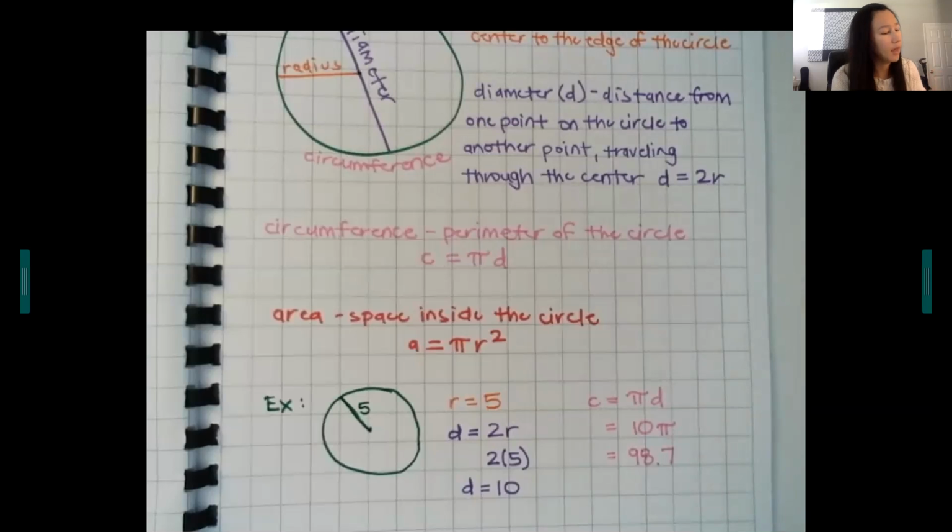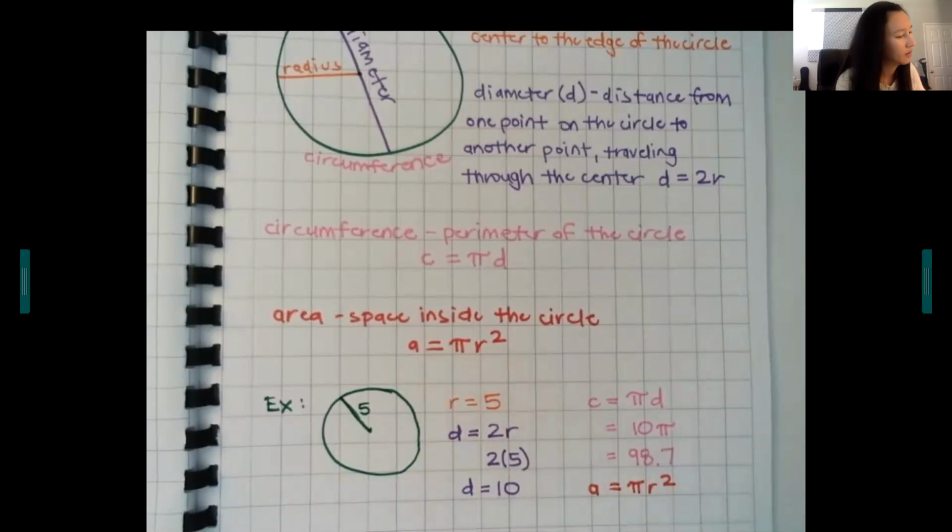And then we have the area, which is pi times the radius squared. And so our radius was 5. And we squared that, and then I always just put pi at the end. So sometimes we can leave it as pi, 5 squared, which is 5 times 5, so 25 pi. Or we might have to round. So if we multiply 25 times 3.14, we get 78.54.